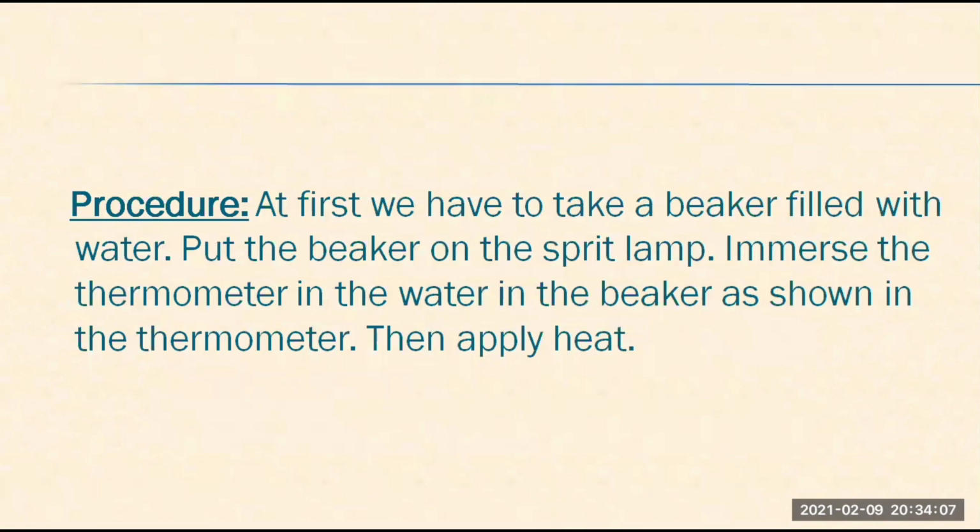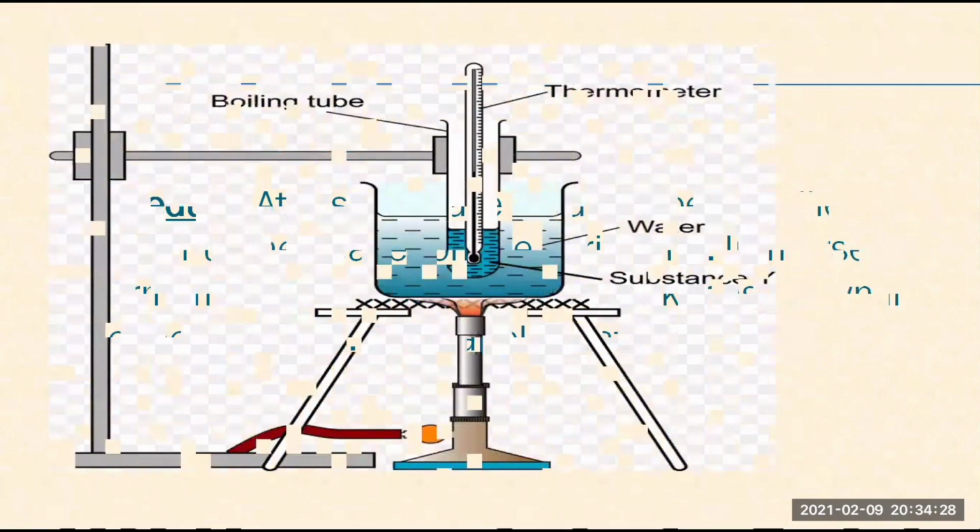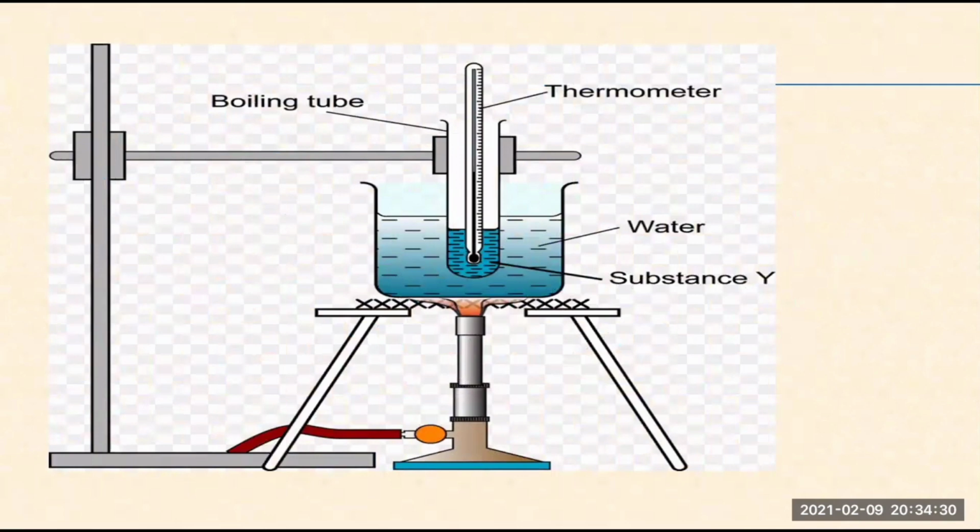First of all, you have to take a beaker. Definitely, you have to take some amount of water, and then put the beaker on the spirit lamp. You have already seen that spirit lamp. Immerse the thermometer in the water in the beaker, as shown. Then apply heat. So let's see this happening. What things I told you. Wow! Can you see?